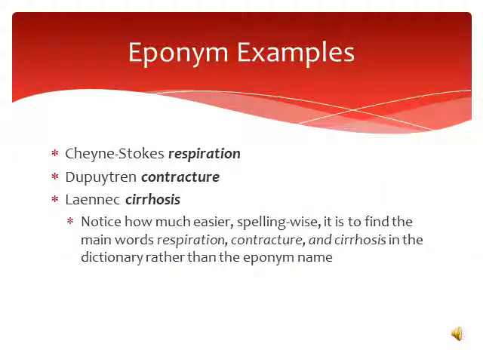This one is actually Cheyne-Stokes respiration. And believe me, they don't say it as articulated as that. They say it very quickly. So chain smoking might really be what it sounds like. So look up respiration, and you'll find it. Dupuytren contracture, Laennec cirrhosis. Notice contracture, cirrhosis, respiration, disease, syndrome. All of those are much easier to look up than the eponyms. So get used to doing that. And of course, this works best when you're using an actual book rather than the internet.